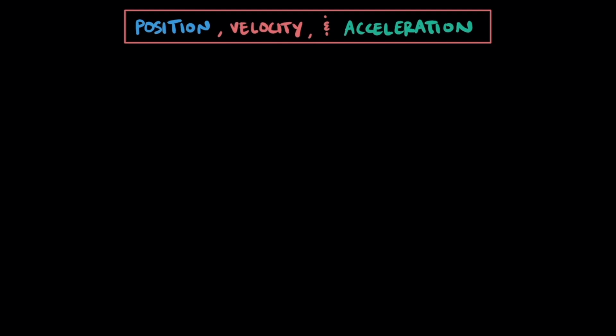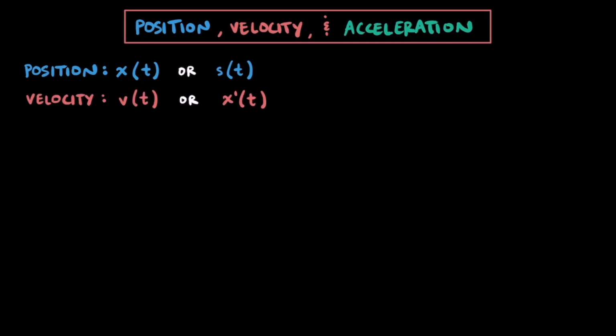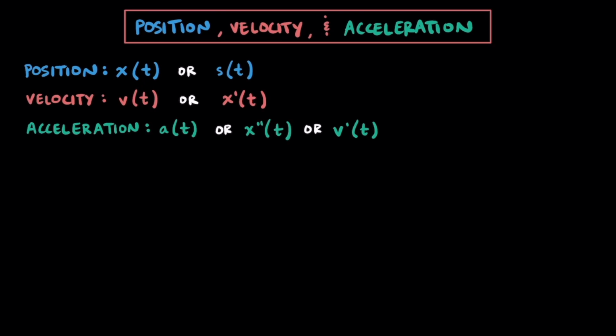Now let's talk about some background information before we get into a couple examples together. For starters, our position function is typically represented by x of t or s of t, where t represents time. Our velocity function is typically represented by v of t or x prime of t, or the first derivative of the position function. And our acceleration function is typically represented by a of t, x double prime of t, or v prime of t. X double prime of t just represents that acceleration is the second derivative of the position function, and v prime of t just lets us know that acceleration is the first derivative of the velocity function.